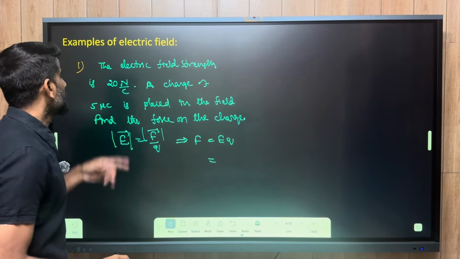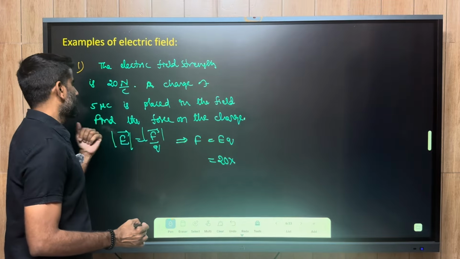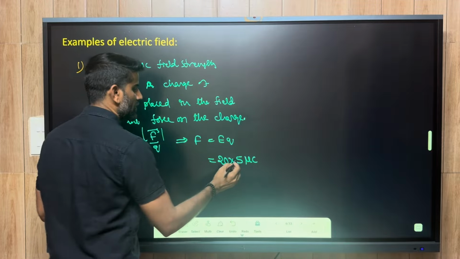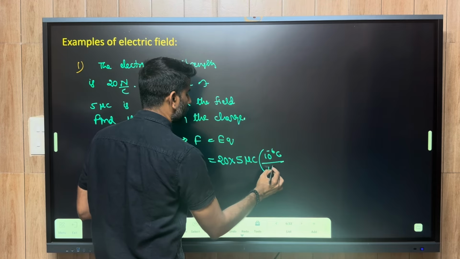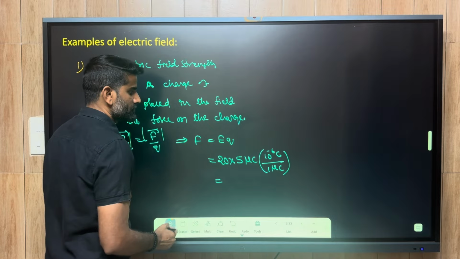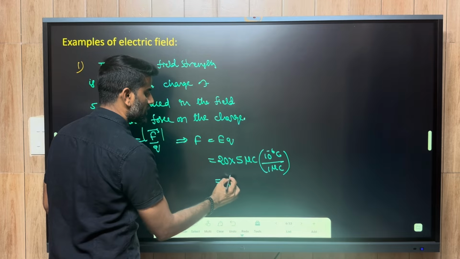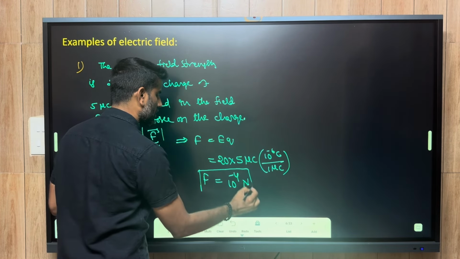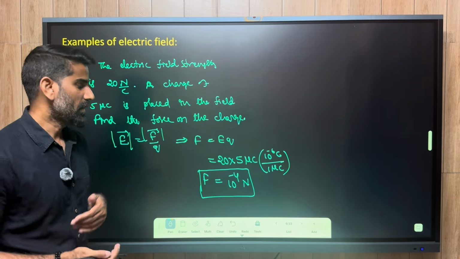E is how much? E is 20 newton per coulomb, into Q. Q is how much? 5 microcoulombs. And the term micro means 10 to the power minus 6 coulombs per 1 microcoulomb. So what am I getting? 2 5s are 10, 10 into 10 is 100, 100 means 10 to the power minus 4 newtons. Force on the charged particle is 10 to the power minus 4 newtons.